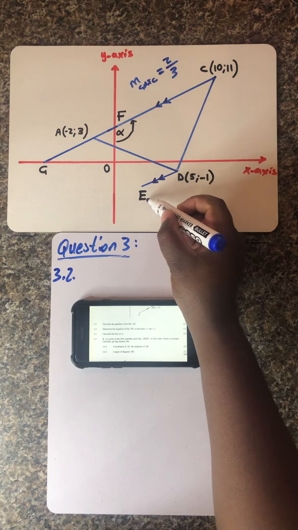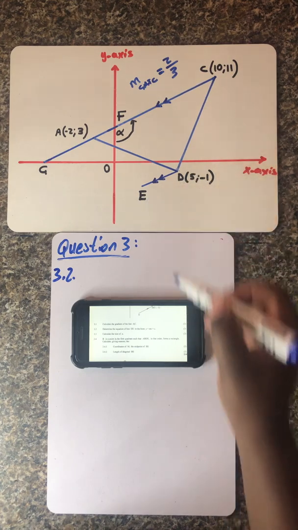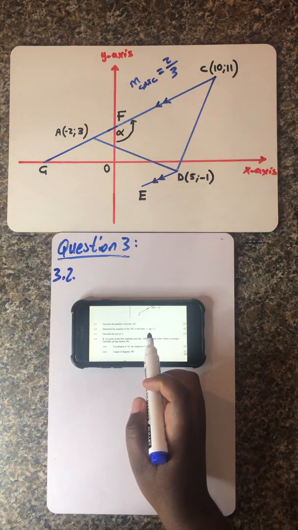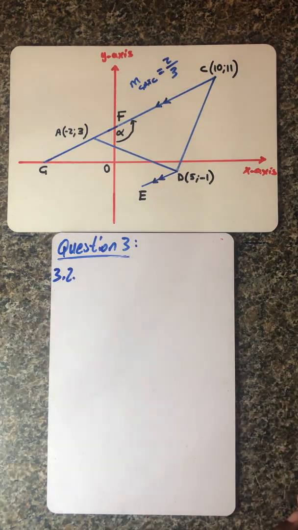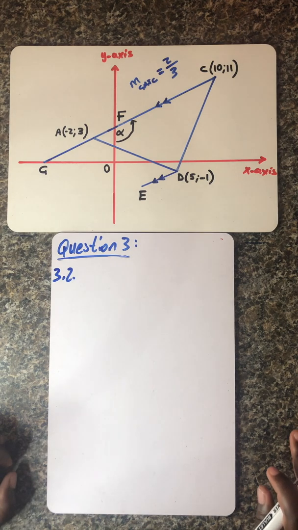So the question says determine the equation of line DE. Where is DE? There is DE. In the form of y equals mx plus c. So this question is allocated how many marks? It's 3 marks. Ladies and gentlemen, remember this question paper is available on my Telegram channel. You can easily access it and read the questions.